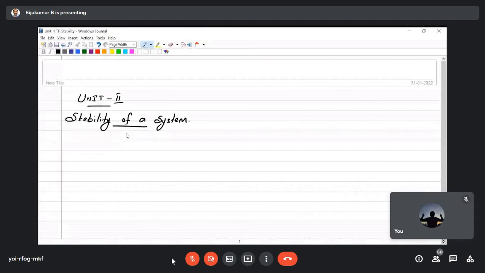So this unit we will discuss what do you mean by stability of a system, because in order to design a good controller for the system, first of all we have to check whether the system is stable or not. If the system is not stable, we are not able to design a controller. So for that we have to see the concept of stability. So in order to study the stability of the system, again we will recap some few things from the transfer function.